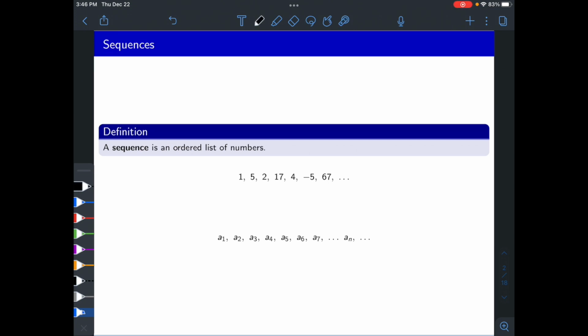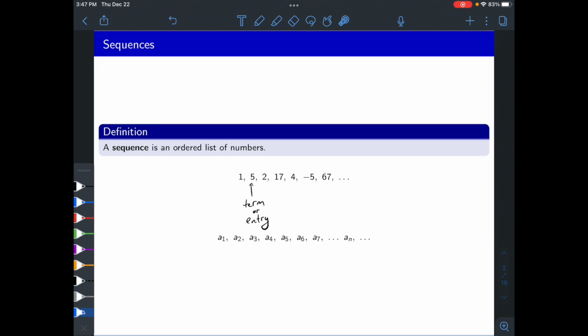Each entry in the sequence, we call it a term. So 5 is the second term of the sequence. We also obviously sometimes call it entry, as I already have. And we'll sometimes call the sequence a list, obviously, right? Because the sequence is a list of numbers. Each of these is just the terms of the sequence.